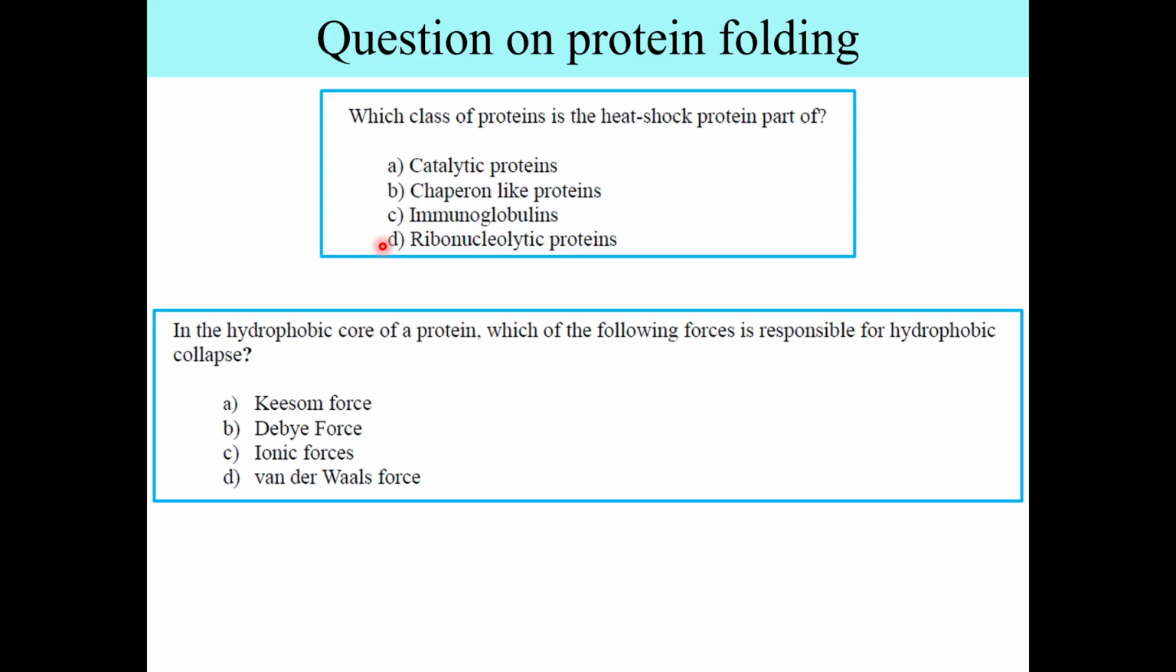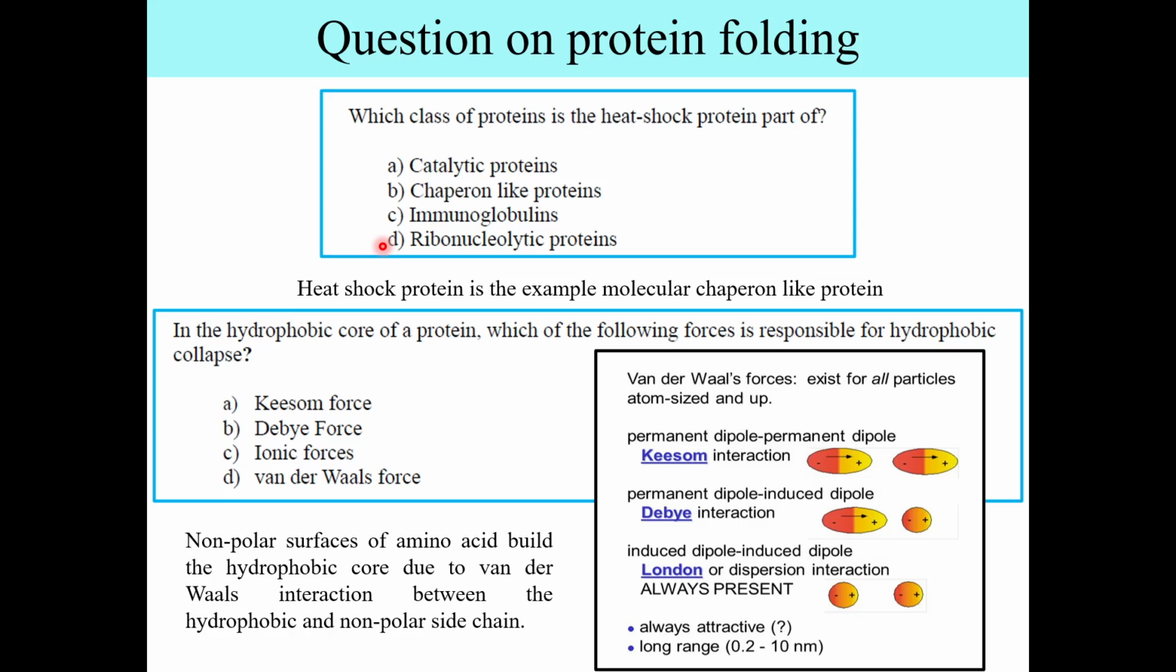For the second question, in the hydrophobic core of a protein, which of the following forces is responsible for hydrophobic collapse? Is it Keesum force? Is it Debye force? Is it ionic forces? Or are all the van der Waals forces involved in hydrophobic collapse of the protein? So, the answer is B, chaperone-like proteins. And for this, it is D.